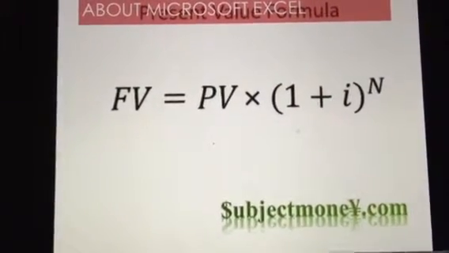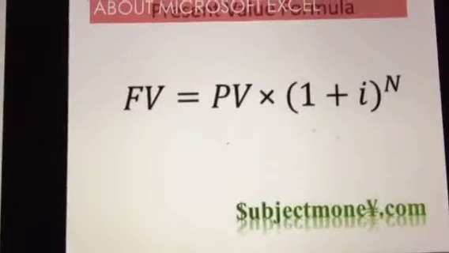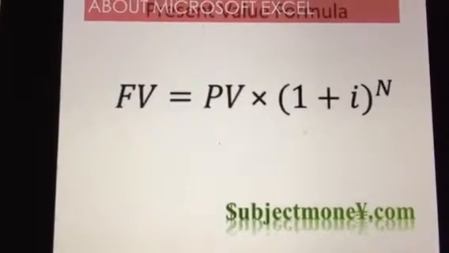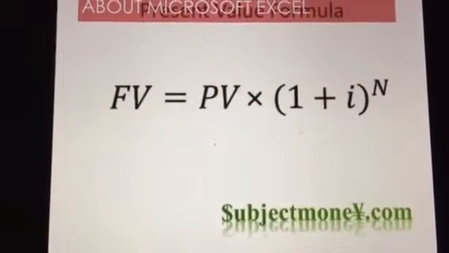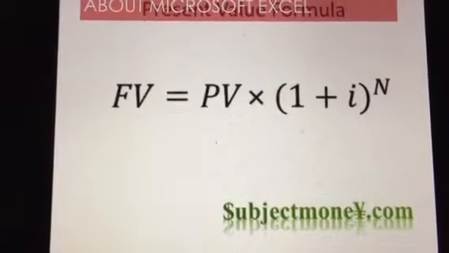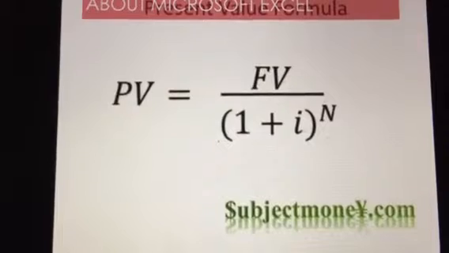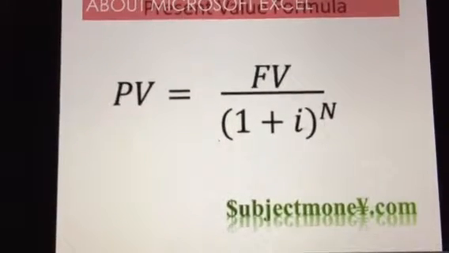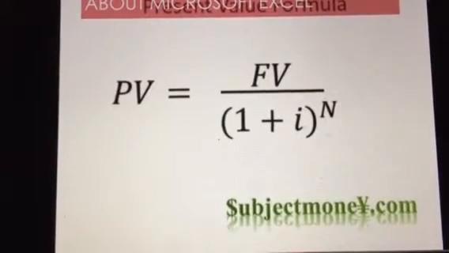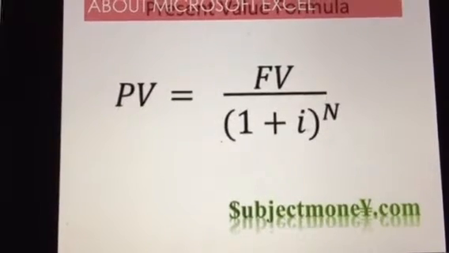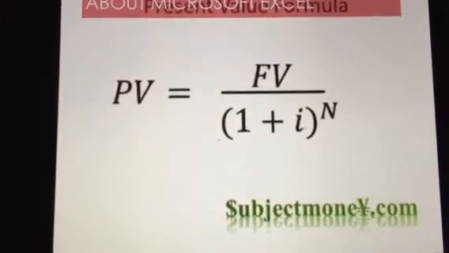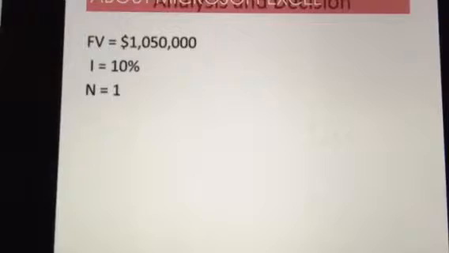Remember the simple future value formula? Well, one of the variables in the future value formula was the present value. All that we need to do is rearrange the future value formula and we get the formula to solve for present value. What the present value formula is doing is reversing the future value formula. Now we have all the information needed to make our analysis.